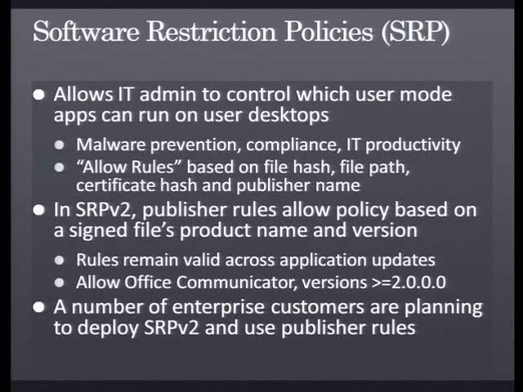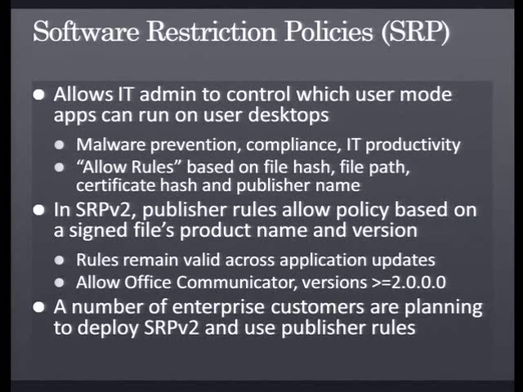This feature uses allow rules based on file hash, file path, certificate hash, and publisher name. In Windows 7, Software Restriction Policies version 2 introduces publisher rules. These allow IT administrators to make very powerful policies based on the product name and the product version. For example, as an administrator, you could specify Office Communicator version 2.0 and above will run in your environment. This means that Office Communicator can be updated without invalidating any of the policy rules, which makes it much easier for IT administrators to manage.